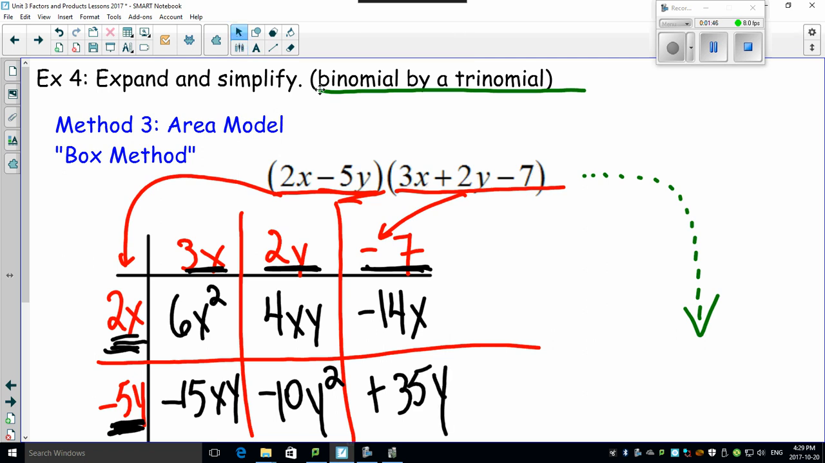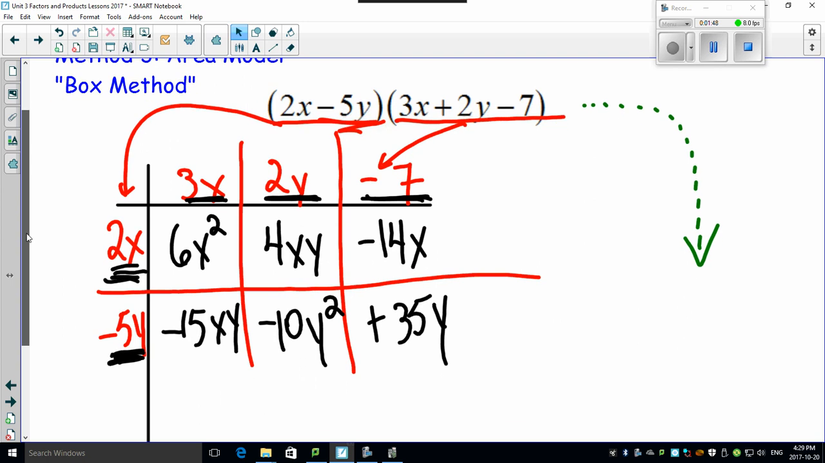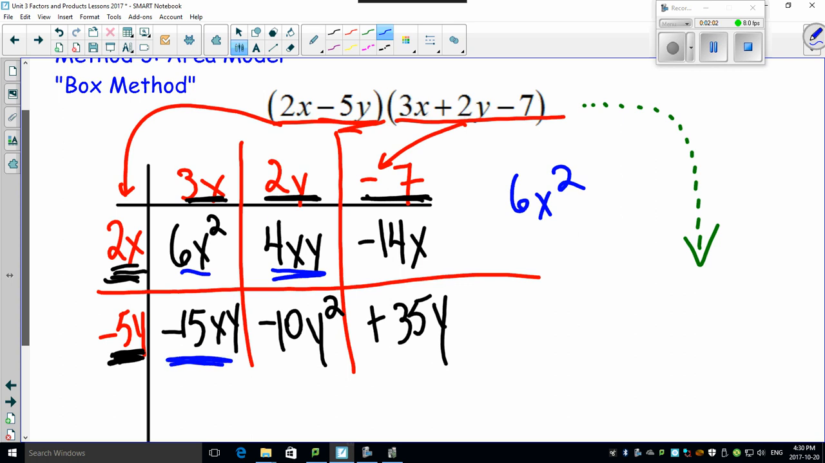And check this out. All I have to do now is add these things up. No distributive property, no crazy algebra, just add them up. 6x squared. There it is. Combine like terms when you can. There's a 4xy and a minus 15xy to give you minus 11xy. I've got a minus 14x.